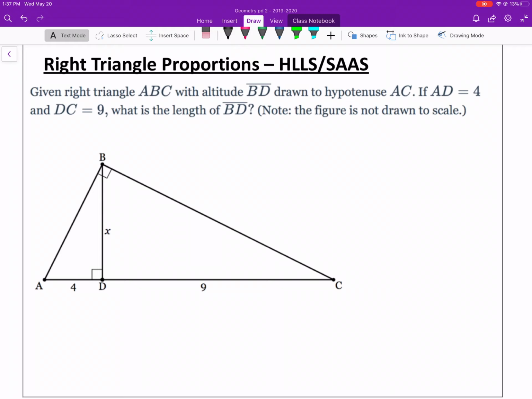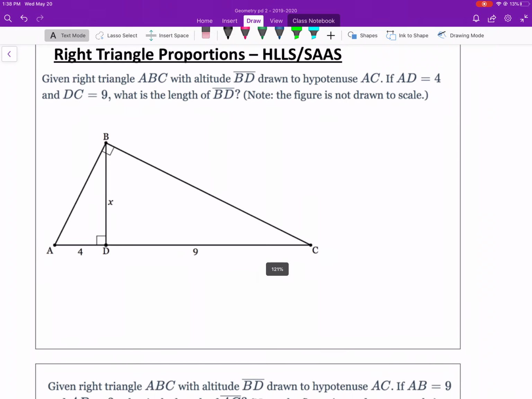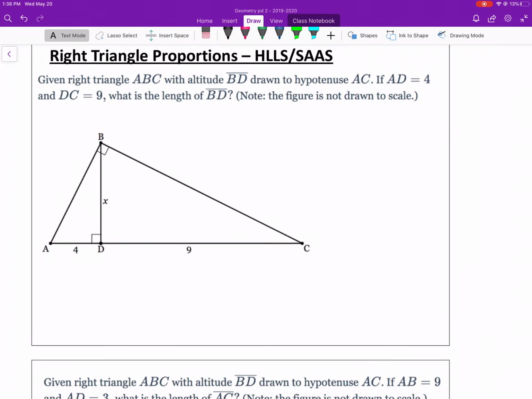Now, sort of a blast from the past here, we have right triangle proportions, which we know as HILLS or SAS. That's really where we have a right triangle and an altitude drawn in. They say that exactly: given a right triangle ABC, an altitude BD drawn to the hypotenuse AC. AD is 4, DC is 9. They fill that in for you. And we need to know the length of BD, which is the altitude, and they mark an X there for you.